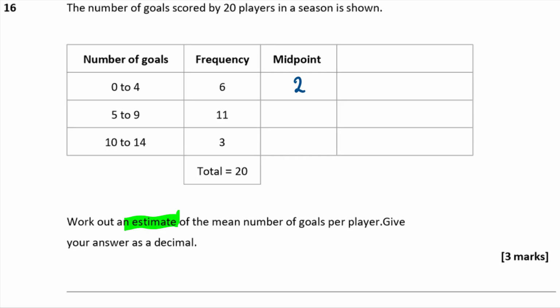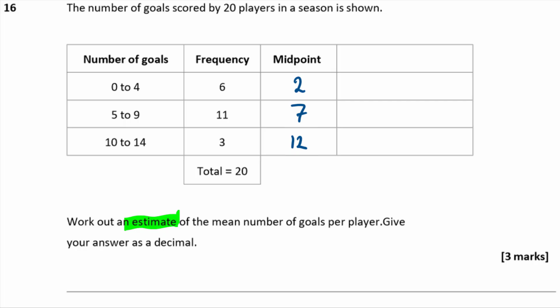Okay, similarly with 5 to 9, if you hold up your hand and count 5, 6, 7, 8, 9, then your middle finger is going to be the 7. And then 10 to 14, 10, 11, 12, 13, 14. It's going to be 12 as the midpoint. Okay, so yep, they're the mid values, and then we can just multiply those together.